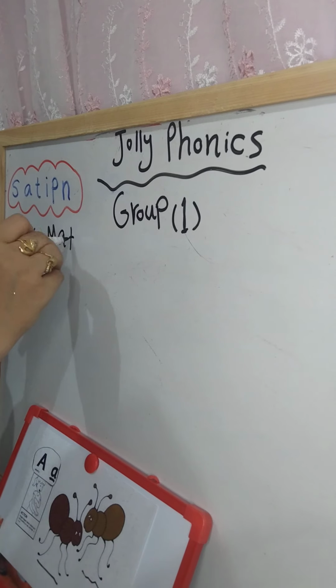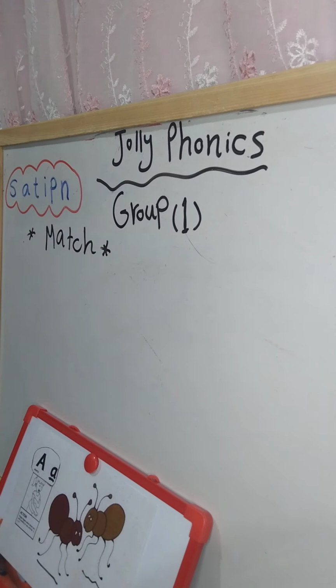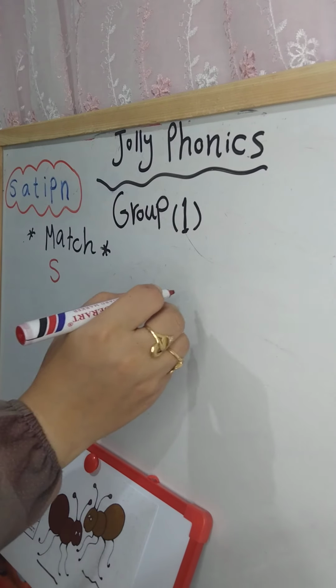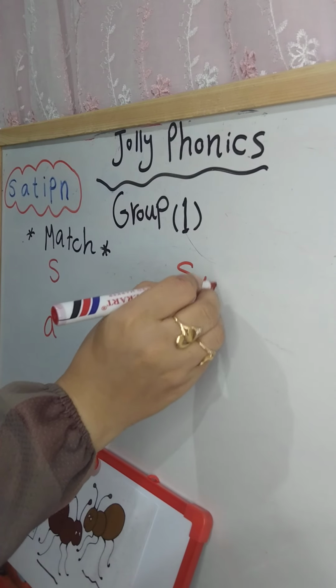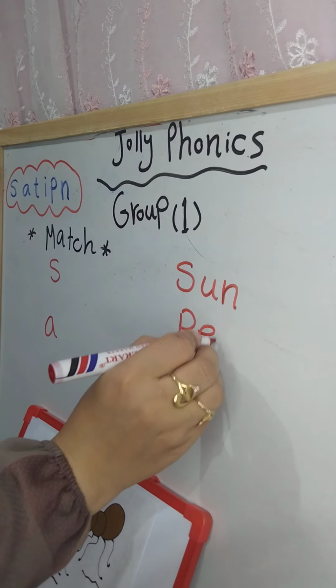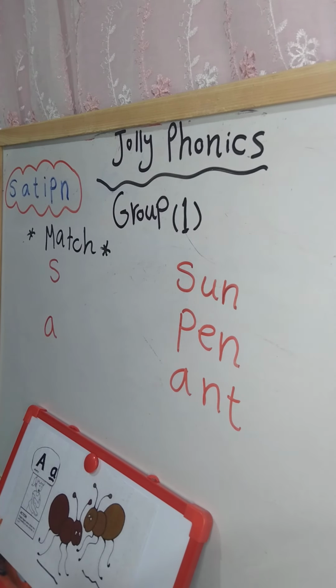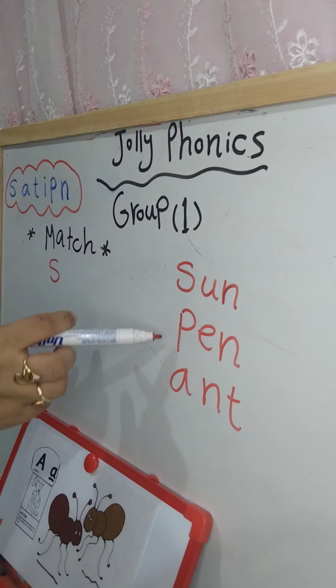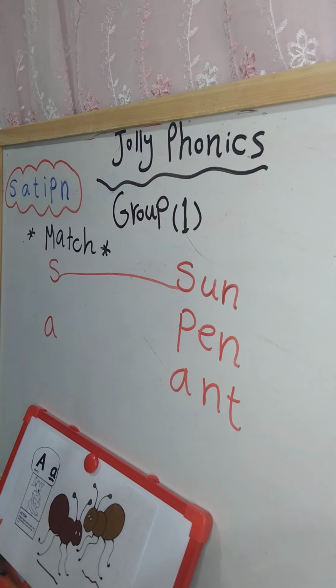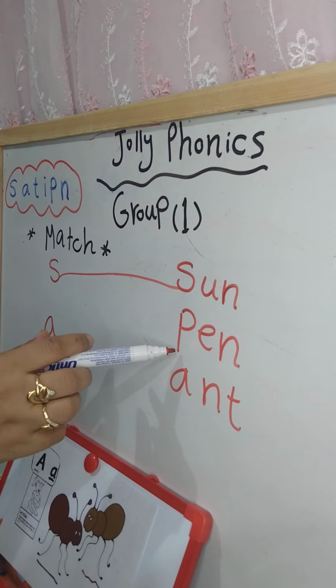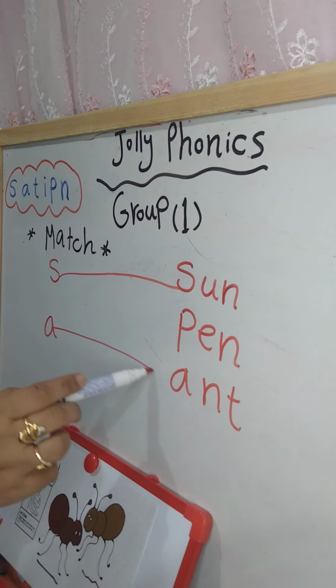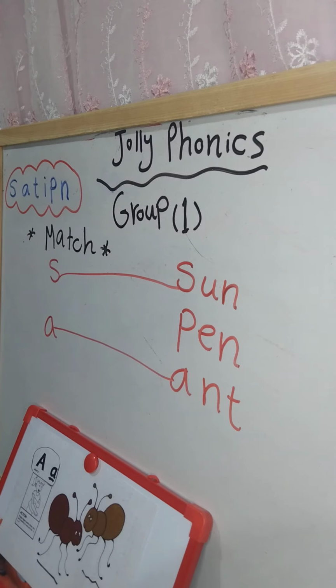Yes, okay, match. Let's match. Which sound? S. Excellent. Which sound? A. Excellent. Okay. We have some words. Match. Which sound is it? This is s. Let's search for the words that start with s. Here we have, yes, so easy. Excellent. Yes, a. Where is a? This? No. This? Yes. Let's match. A. Excellent.